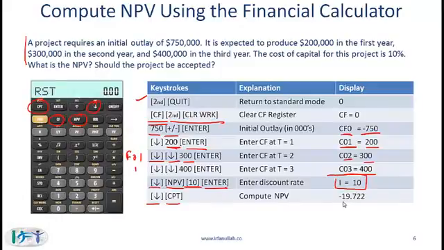The number will be a negative number, which is what we saw earlier. So we get a NPV of minus 19.722. A negative NPV, as I have emphasized before, means that the present value of the future cash flows is less than the investment. So that clearly is a bad thing, because if you are spending more money relative to what you will be getting, then clearly that project should not be executed. The answer to this question, should the project be accepted, is clearly no.